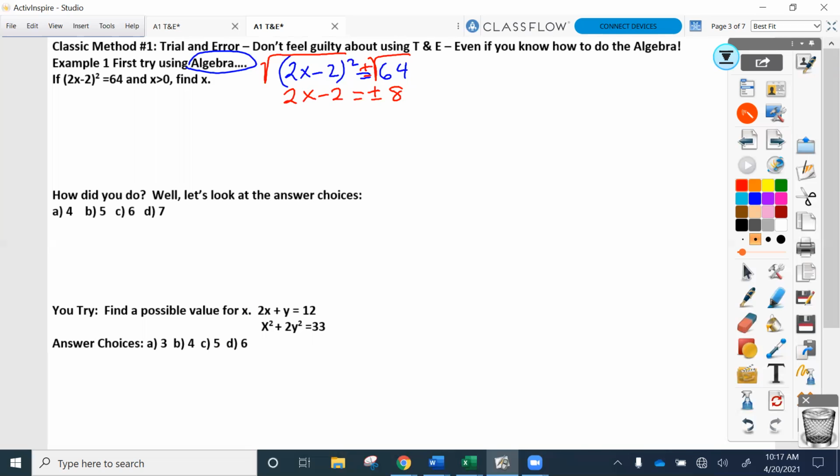Let's see, if you add 2 to both sides of the equation, you end up getting two different answers here, right? So you get 2x is equal to 8 plus 2, or 2x is equal to negative 8 plus 2. 8 plus 2 would be 10. Oh, sorry, geez, let's start this again.